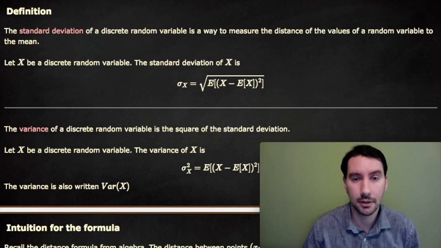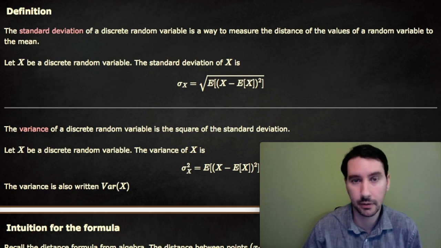In this lesson, we're going to talk about standard deviation and variance. These are both measures of how spread out a random variable is likely to be. So, for example, if we know a value is exactly 1, there's no randomness at all, in which case the standard deviation and the variance would be 0.